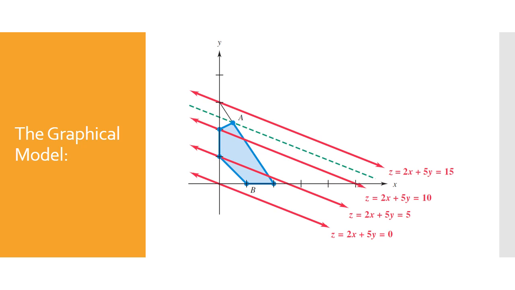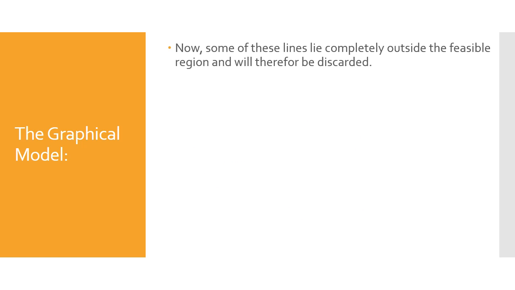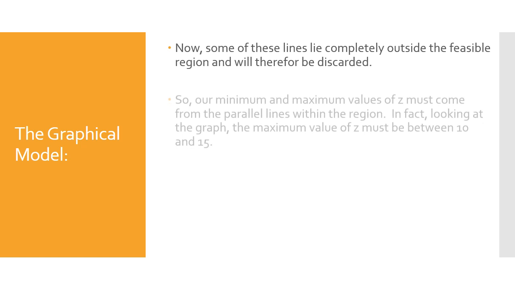So here we've got our feasible region, and we have a series of parallel lines formed by our equations going across it. Now some of these cross through our feasible region, some do not. The ones that are not inside the region are going to be discarded because our answers for x and y, our values must come from inside that region.